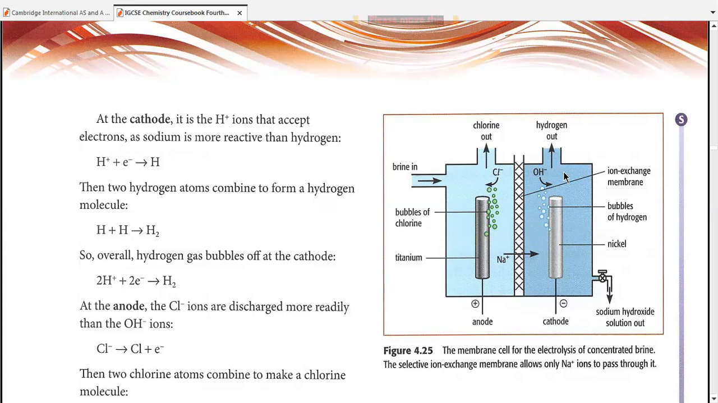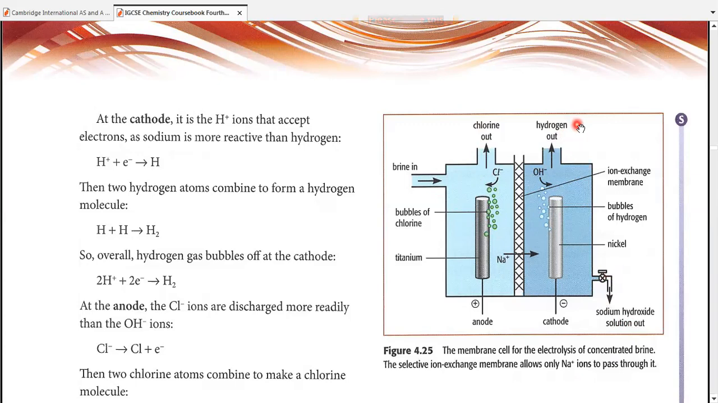Hydrogen ions, H positive, go out in the form of hydrogen gas. Chloride ions go out in the form of chlorine gas. The 2 left-over ions are sodium ions and hydroxide ions, which react together and move out of this tap from the bottom right-hand side in the form of sodium hydroxide. So all 4 ions go out of the system in 3 specific forms.